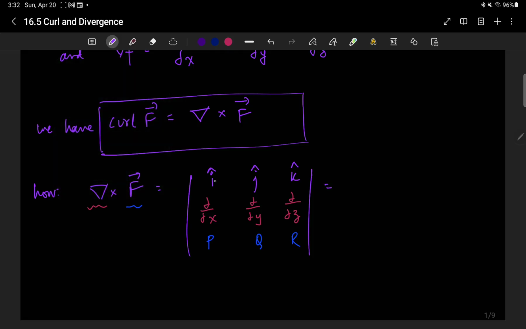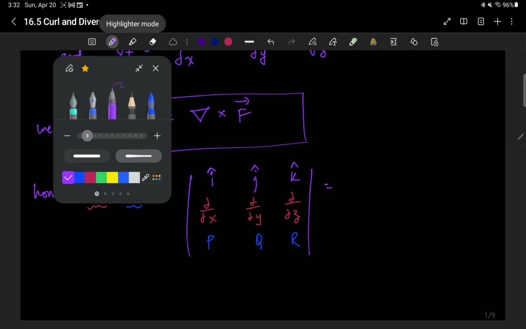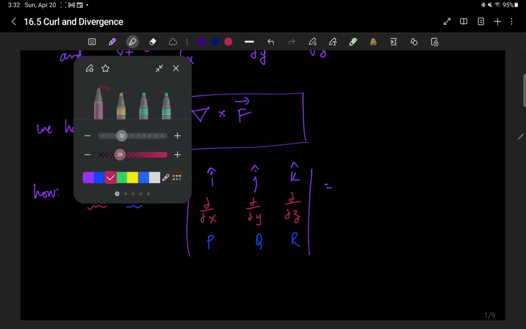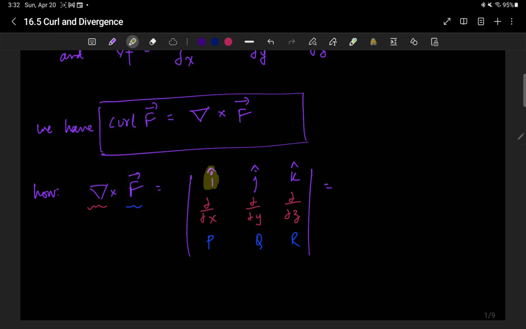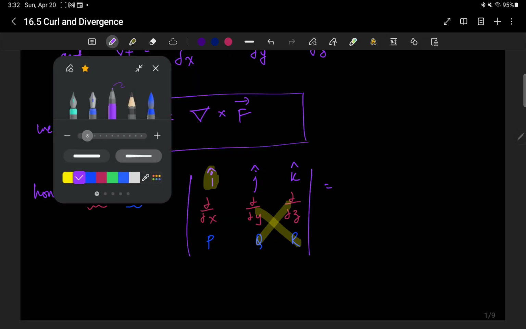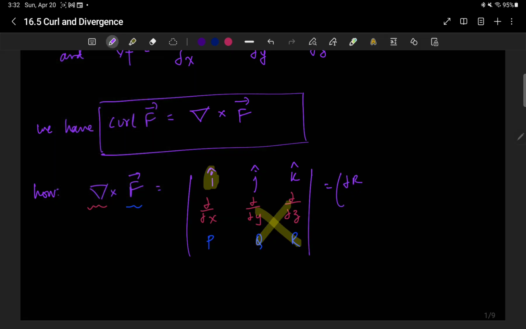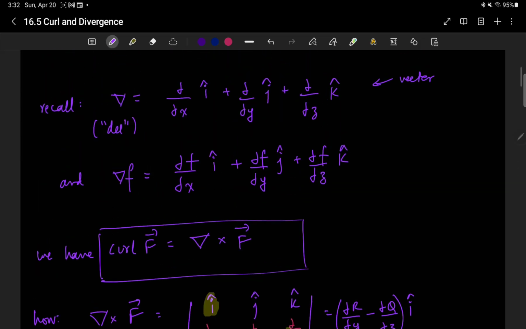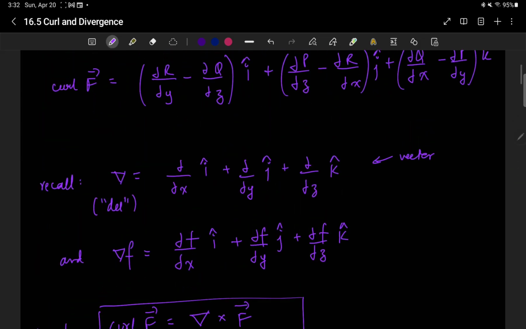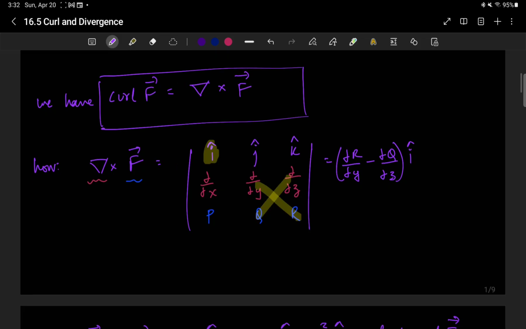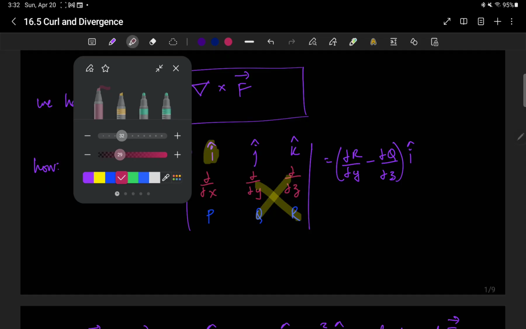determinant, for i cap, it's going to be this cross and then a subtract. So if I write that down, that's going to be del R over del y minus del Q over del z, i cap, which if you go up there, is exactly what it was in the expanded notation over there.